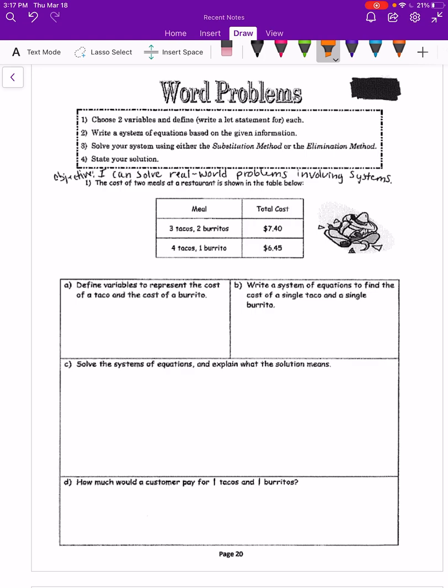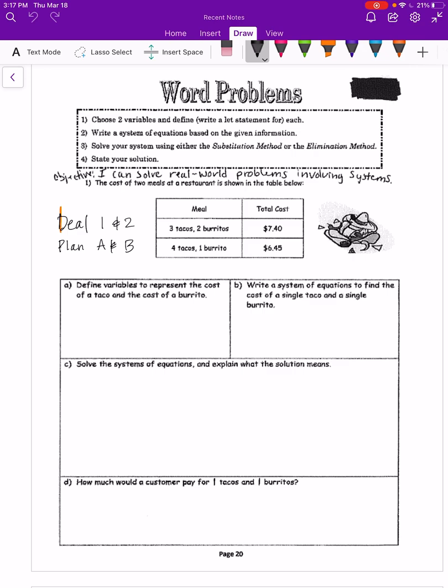And the first one we're going to talk about is the type that I call deal 1 and 2, or sometimes like plan A and B, or something along those lines. You'll have two separate deals and you'll see what I'm talking about. So here we go. So you've got a meal, total cost, you've got 3 tacos and 2 burritos for $7.40, or you have 4 tacos and 1 burrito for $6.45. So kind of like deal 1, deal 2, or plan A, plan B, okay?